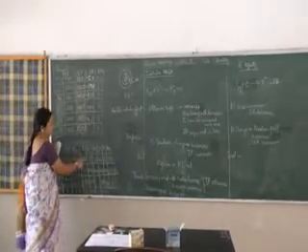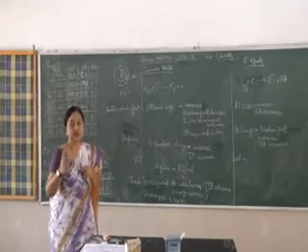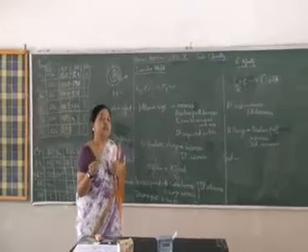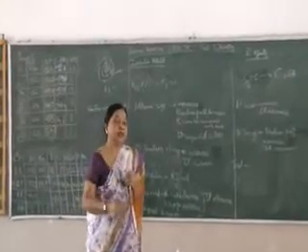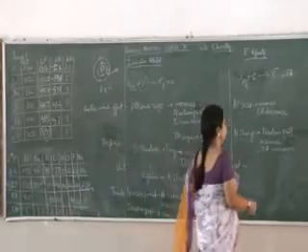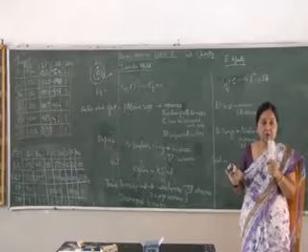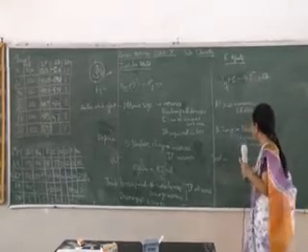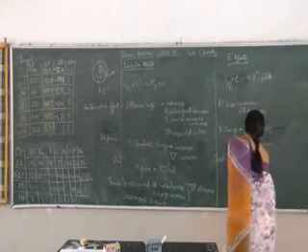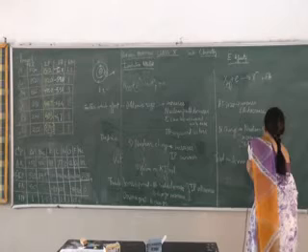So if the atomic radii is decreasing, then electron affinity will be more, because the last shell will be closer to the nucleus, and as a result, the nucleus will be able to pull the electrons with greater strength. So electron affinity will increase. Across a period, electron affinity will increase.